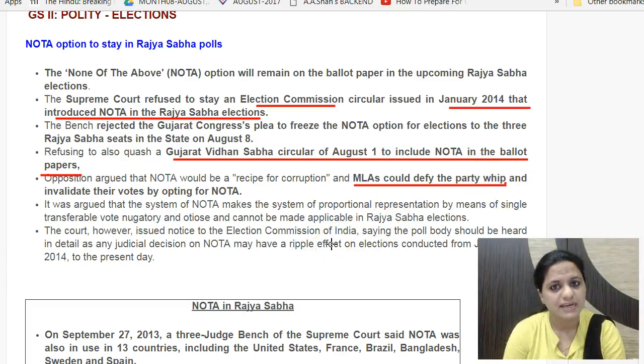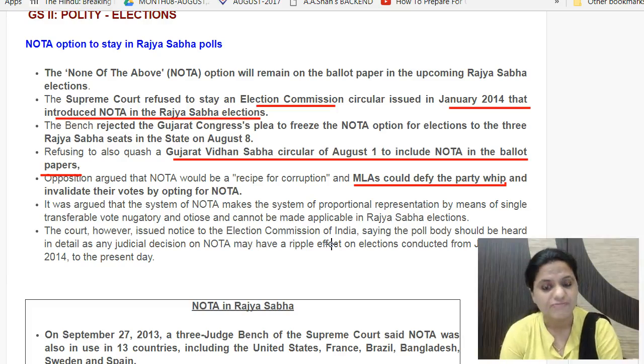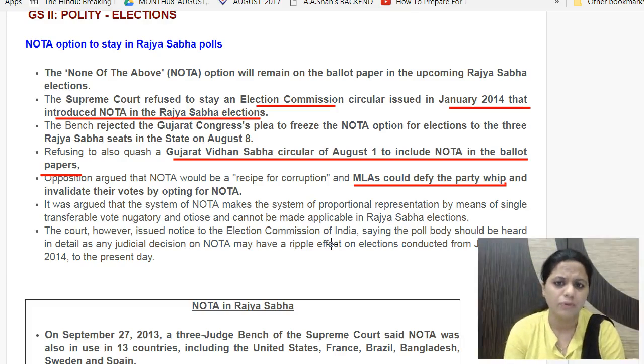Defection is a condition under which an MLA or a member of parliament or legislative assembly can be removed; we lose the membership of the house. So that is defection, disqualification on the basis of defection, if they shift to another party or they go against the party whip. But in the case of Rajya Sabha elections, they can defy the party whip, and that will not result in defection. So that is what the whole thing is all about.